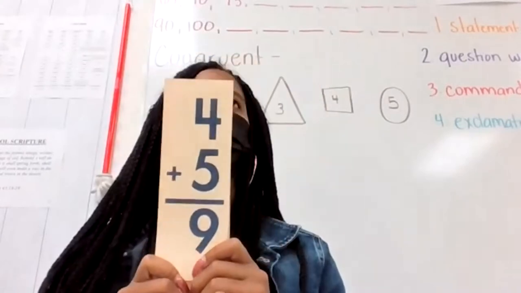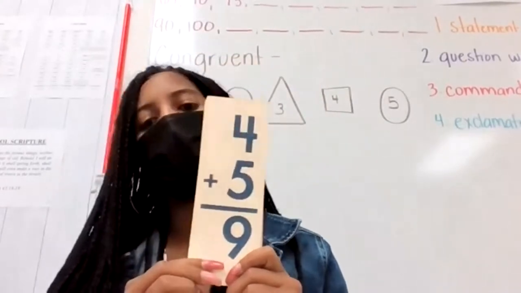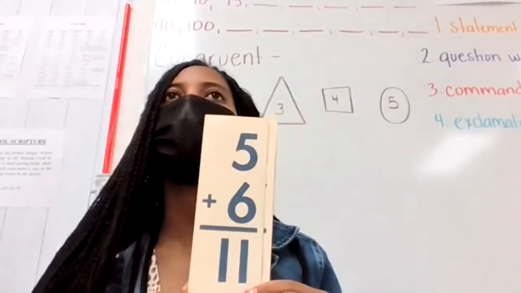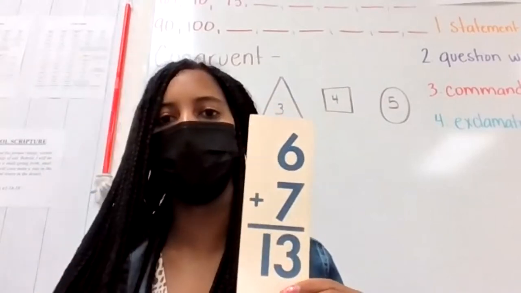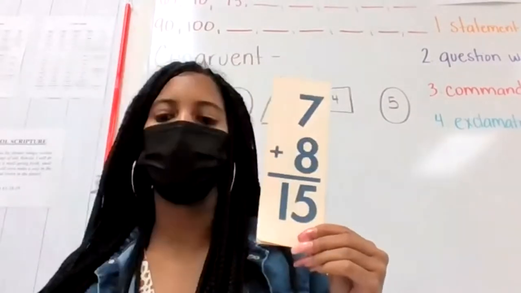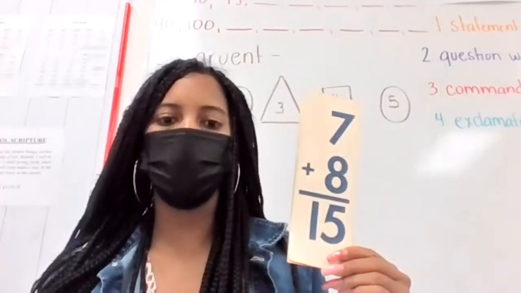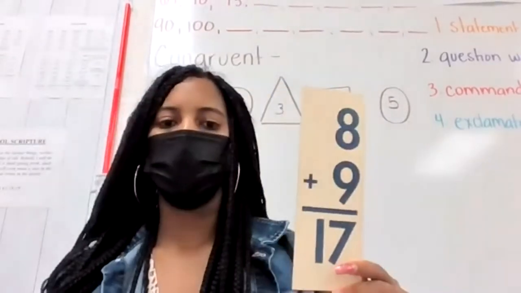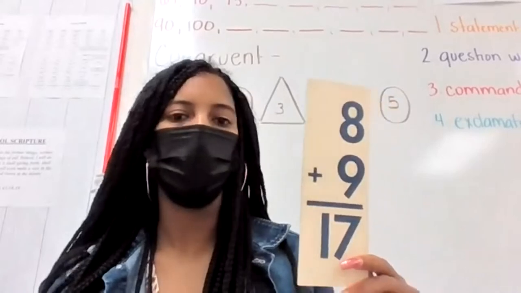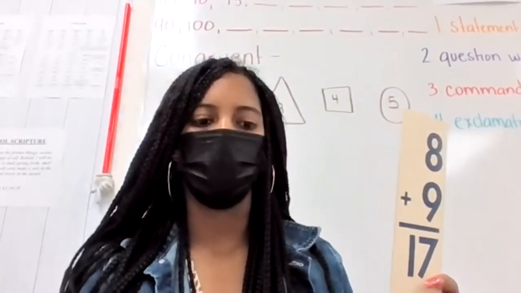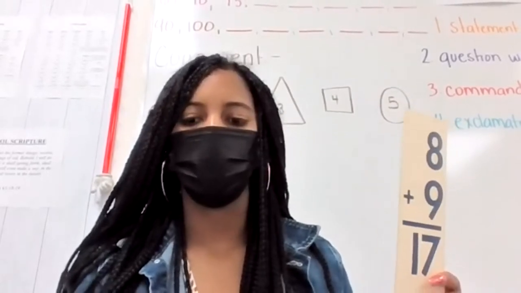3 + 4 = 7. 4 + 5 = 9. 5 + 6 = 11. 6 + 7 = 13. 7 + 8 = 15. 8 + 9 = 17.